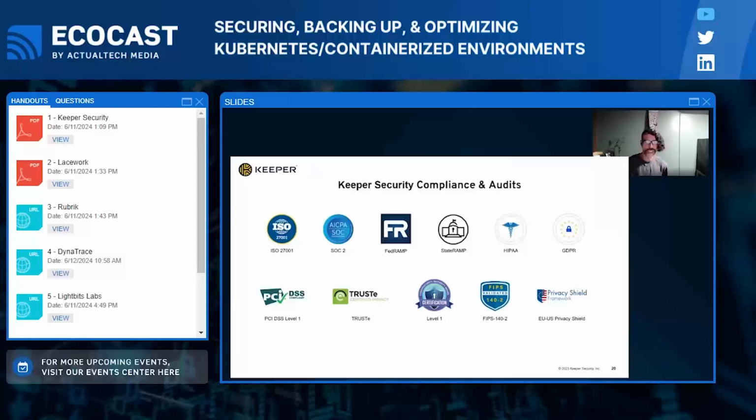HIPAA compliant, GDPR compliant. That falls into a lot of spaces, if you ask me. PCI DSS Level 1, TRUSTe, right? We've got FIPS 140-2 validations. We utilize FIPS 140-2 validated modules, right? EU-US Privacy Shield. We are compliant through and through.